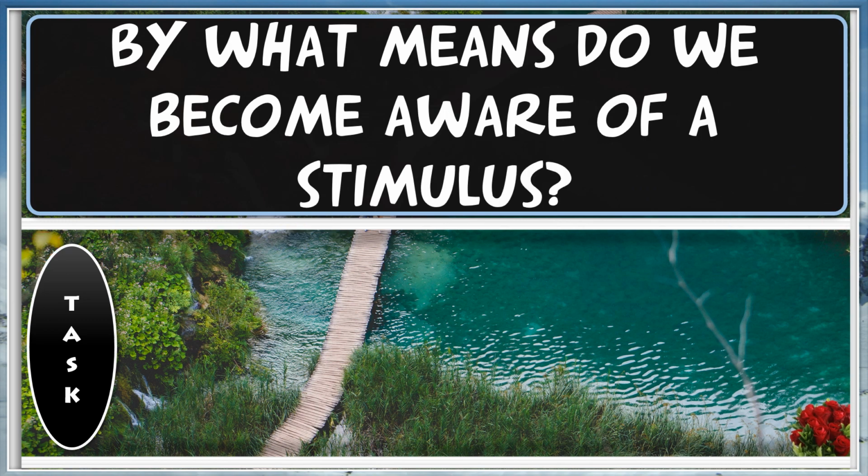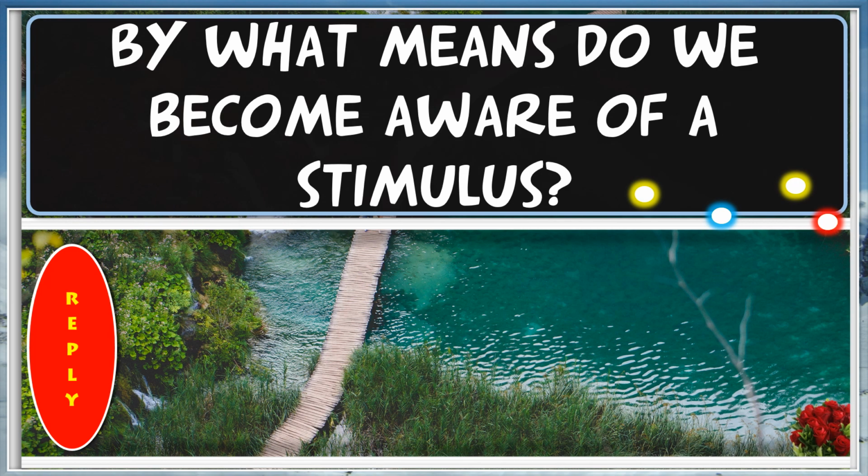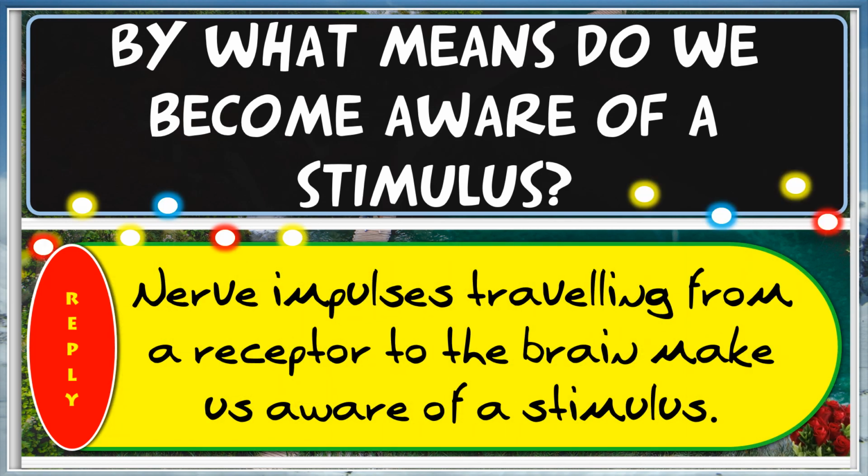By what means do we become aware of a stimulus? Nerve impulses traveling from a receptor to the brain make us aware of a stimulus.